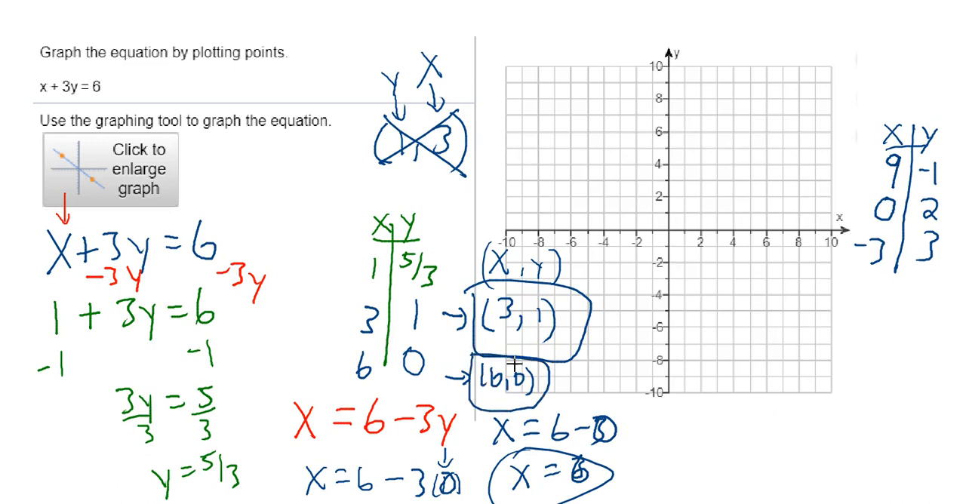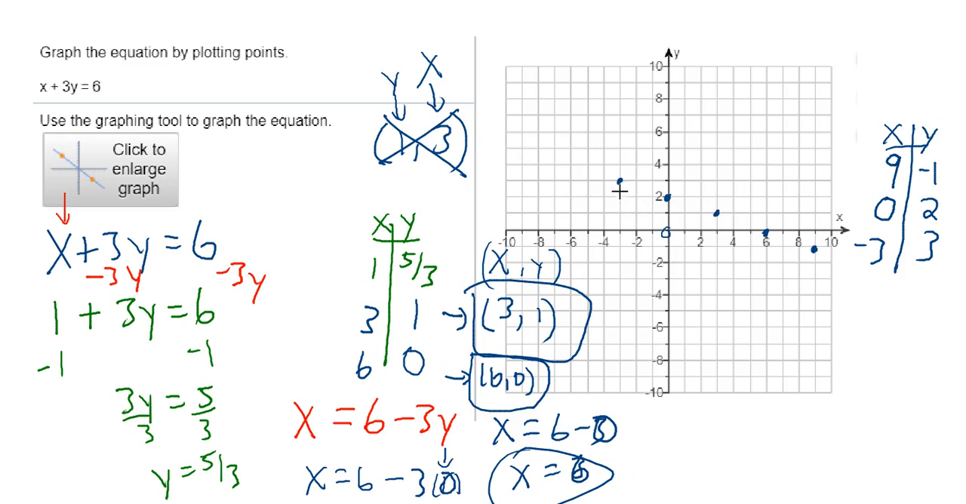And so let's plot some of these points here. We have 3, 1. We have 6, 0. So 3 on the x, 1 on the y would be this point here. 6 on the x-axis, 0 on the y-axis would be this point here. 9, -1 would be this point right here. 9 on the x, -1 on the y. 0, 2, that's 0 on the x, 2 on the y-axis. And -3, 3. And you can see these 5 points that we found are all lining up in a straight line again. So again, the pattern for this graph is going to be a straight line.